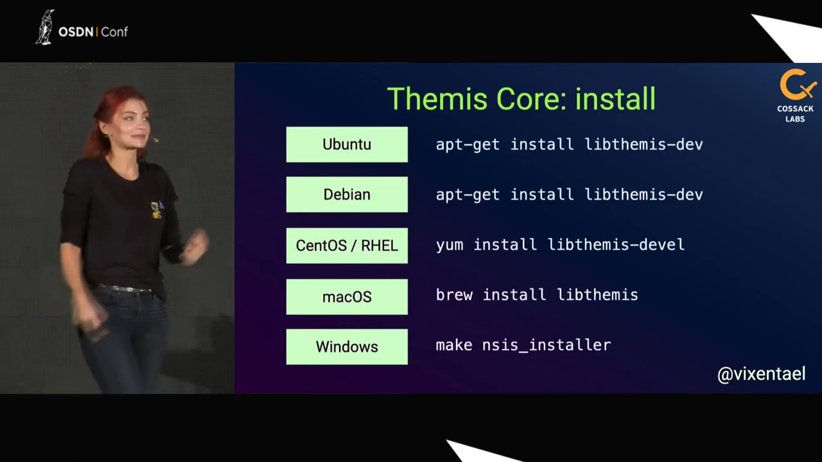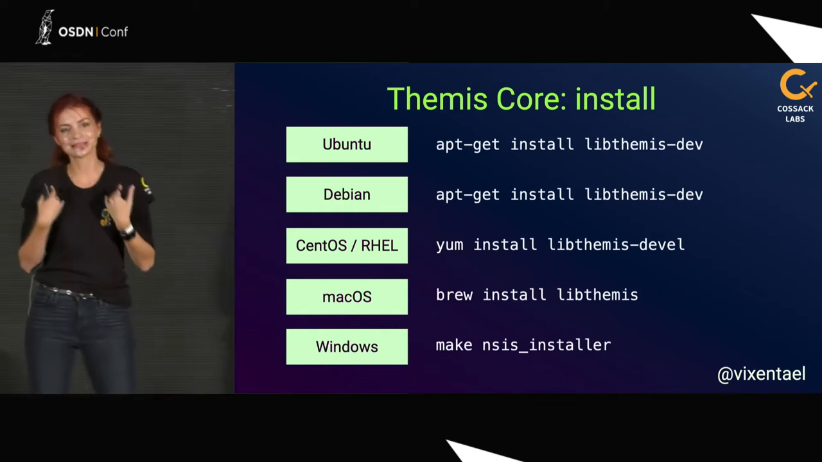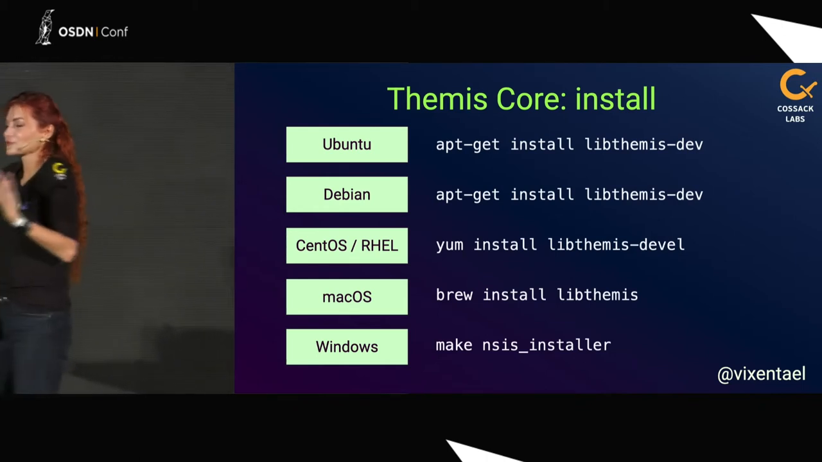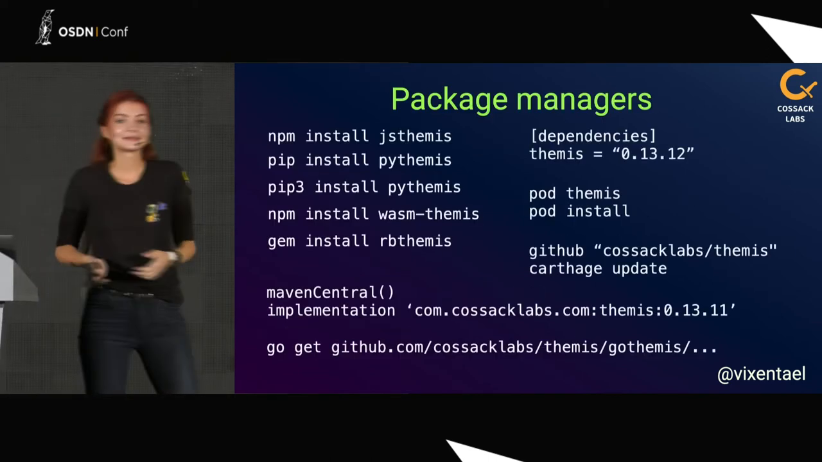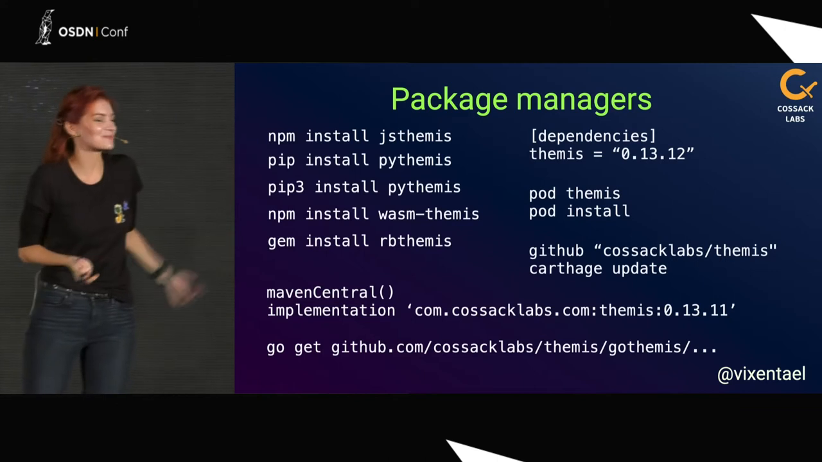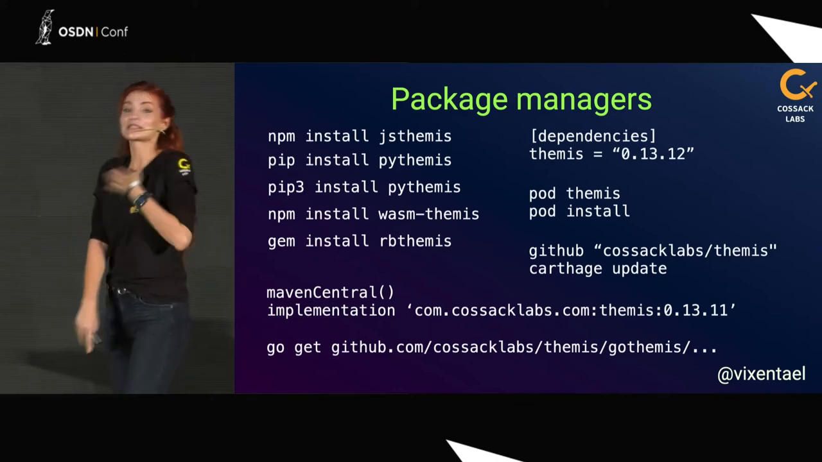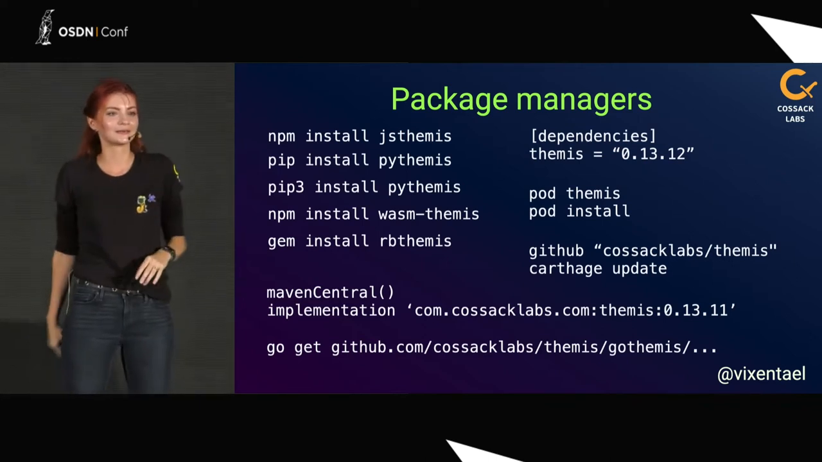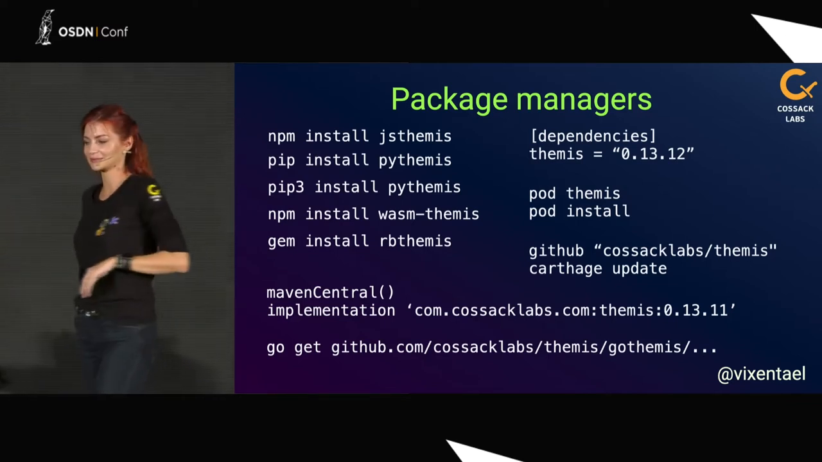So when we are talking about Themis and all these operating systems it supports, it means that we as maintainers should create packages and push them to all the popular package managers on these operating systems. And now let's talk about languages. Because again, as a Python developer, I want to be able to do pip install. As a Node.js developer, I want to be able to do npm install. As an iOS developer, I don't want to know about anything. I just want to enter one line in my configuration file and hope it works.